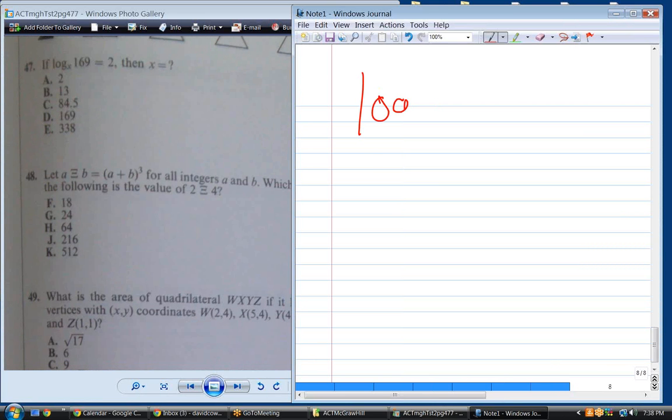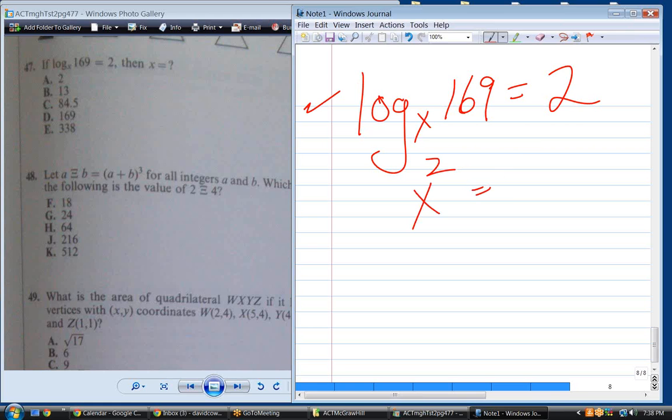I don't think there are any log questions on the test, but I mean, that's 13, right? Yeah, you could do a change of base, but I could also just plug it in there. If you switch that to exponential format, you get x squared equals 169. Take the square root of both sides, 13.